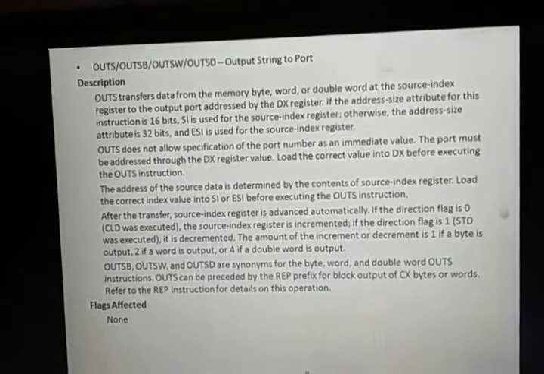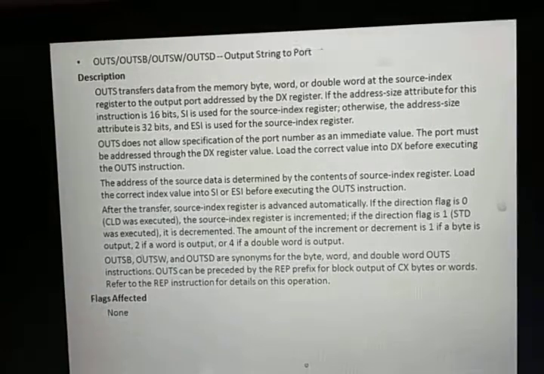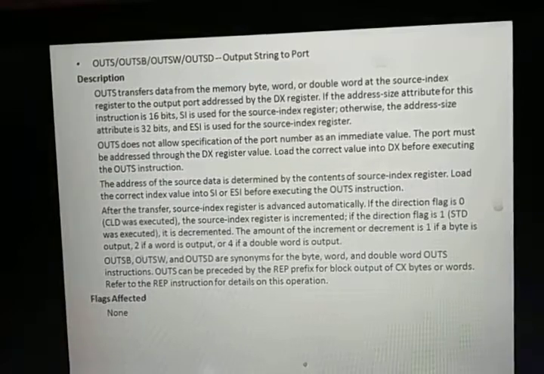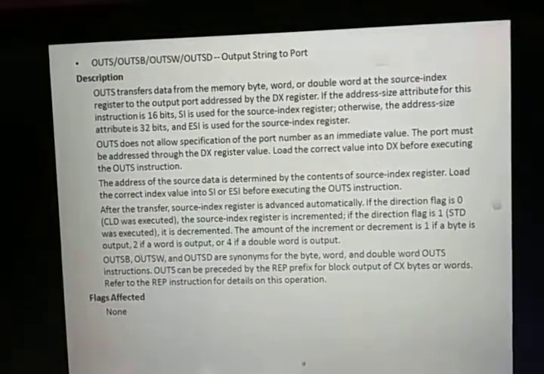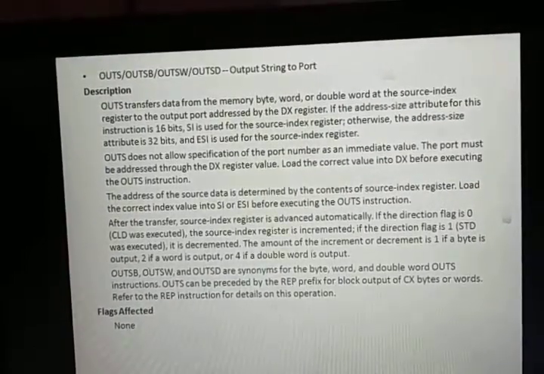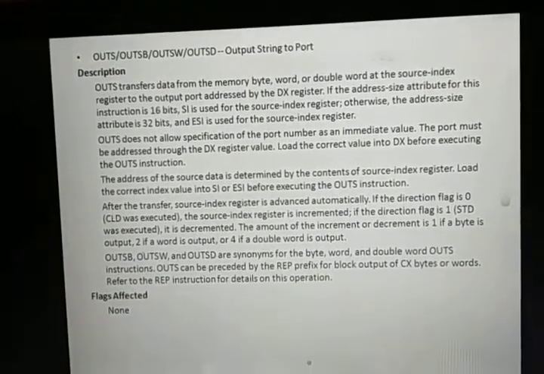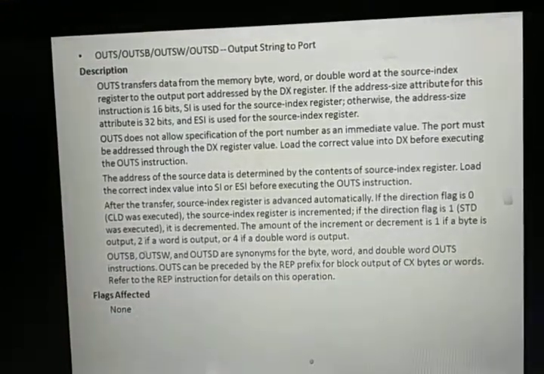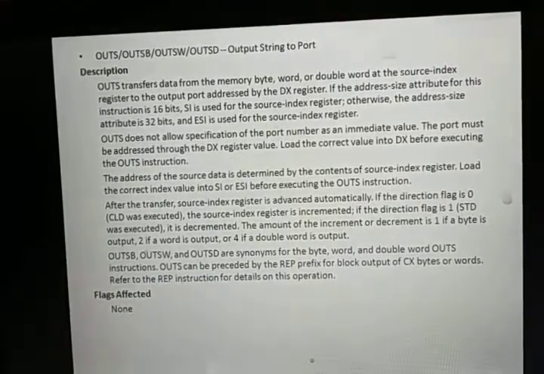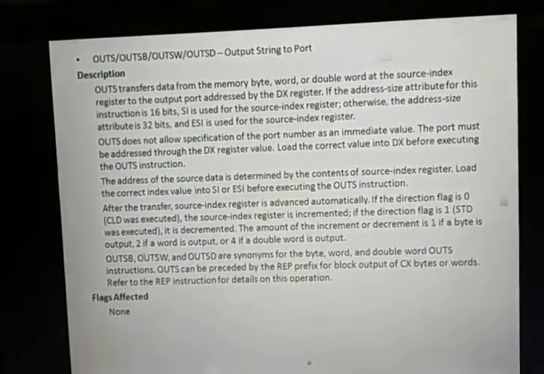And the OUTS instruction means output string: byte, word, double word. Here we transfer the data by using the DX register, which means again we will not use a number as an immediate value. It transfers data from the memory byte, word or double word at the source index register to the output port addressed by the DX register. So you transfer the data from another register to the port, and that port number is defined by the DX register.